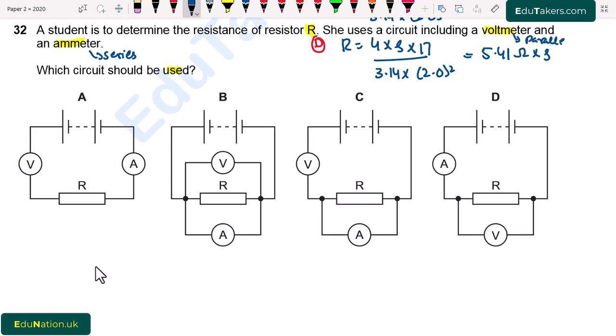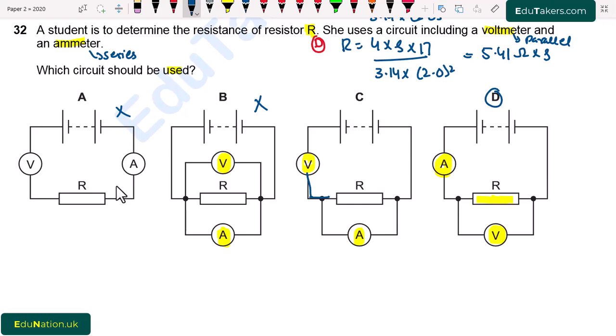In B we can see that both the voltmeter and the ammeter are connected in parallel, so it is also incorrect. C: here the ammeter is connected parallel to the resistance while the voltmeter is in series. So option C is also incorrect because the ammeter should be in series while the voltmeter in parallel. In option D, we see here that the voltmeter is parallel to the resistance while the ammeter is in series. So option D is correct.